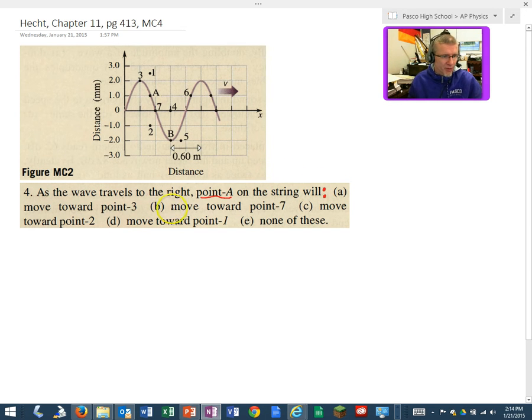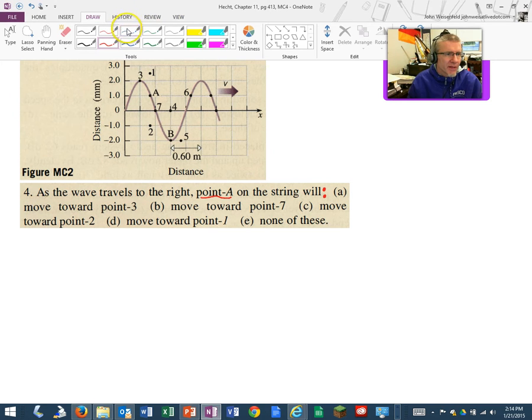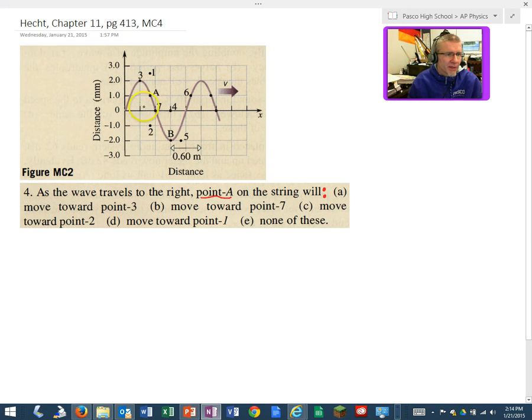A, move towards point 3, move towards point 7, and move towards point 2. You know, I think the best thing to do when you get to these, to be completely unconfused, is to maybe draw the wave. If the wave all moves to the right, look at this green line, which is where the wave is going to be a little bit later, after it's moved to the right.